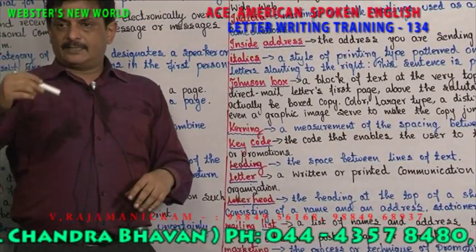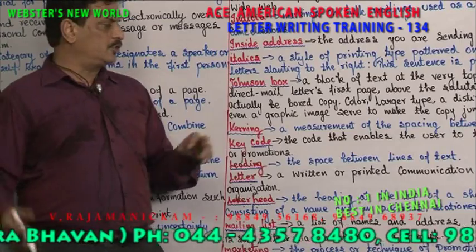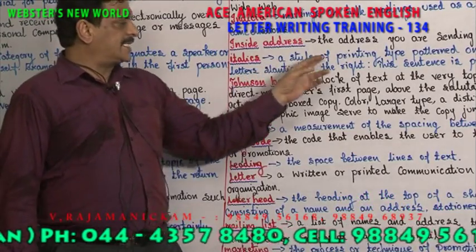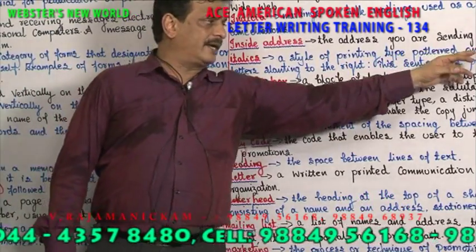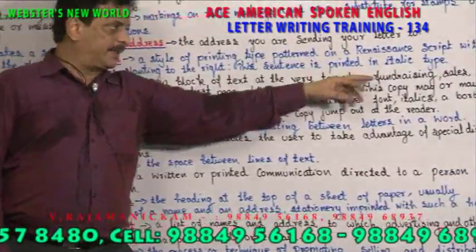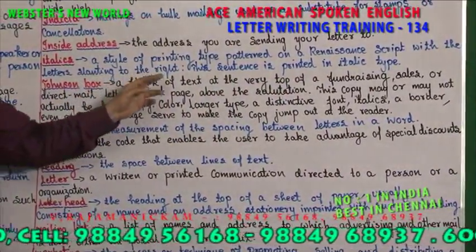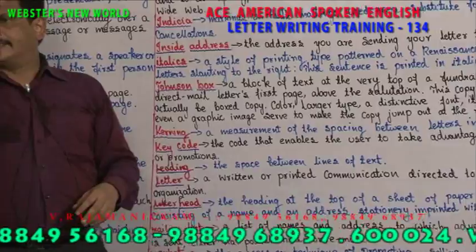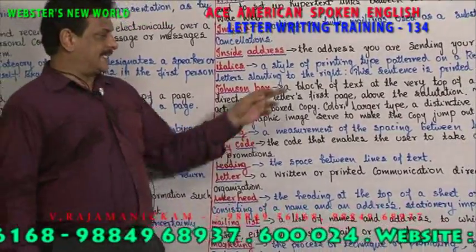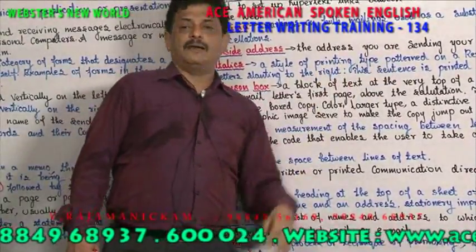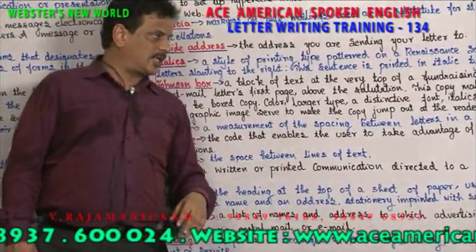Italics. What do you mean by italics? See, a letter writing, but it should be slanting towards your right side. A style of printing type pattern on a Renaissance script with the letters slanting to the right. Letters slanting to the right. It is called italics. This sentence is printed in italic type.